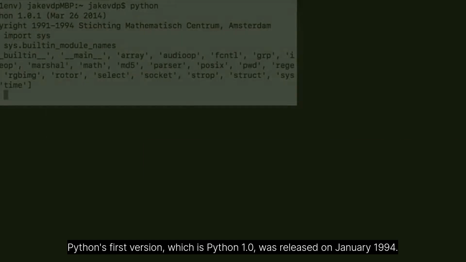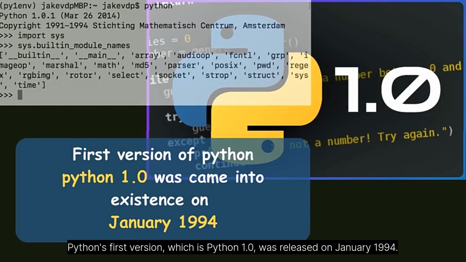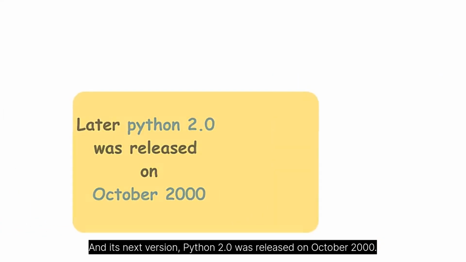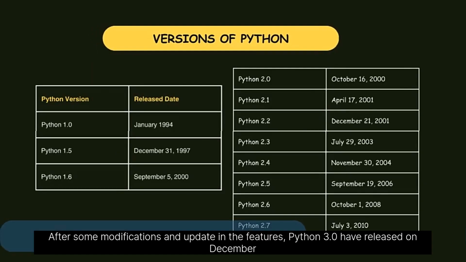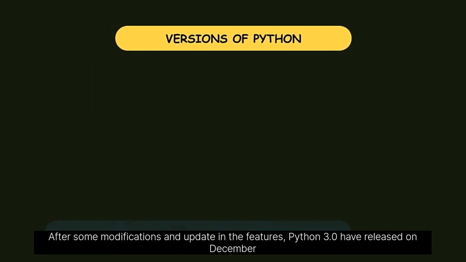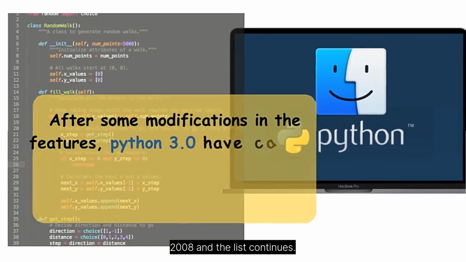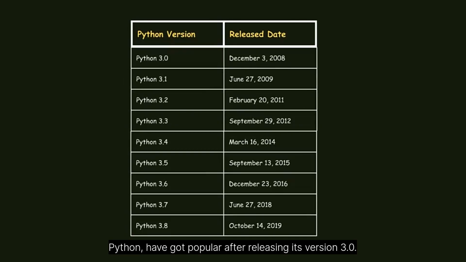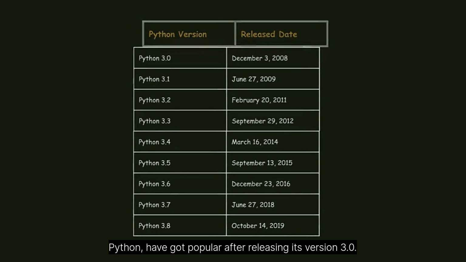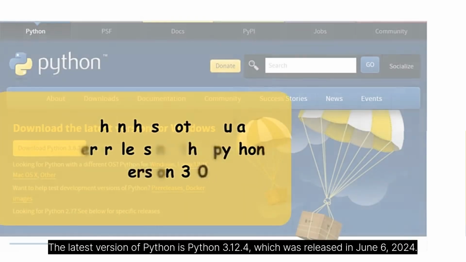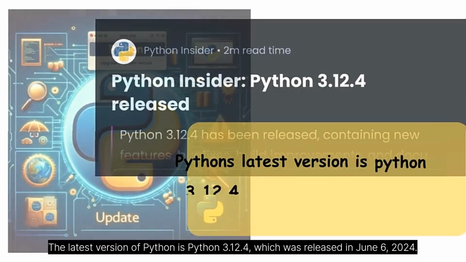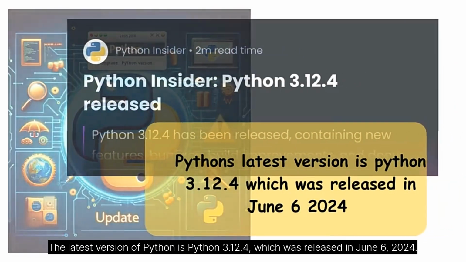Python's first version, Python 1.0, was released in January 1994. Its next version, Python 2.0, was released in October 2000. After some modifications and updating the features, Python 3.0 was released in December 2008. And the list continues. Python got popular after releasing its version 3.0. The latest version of Python is Python 3.12.4, which was released on June 6, 2024.